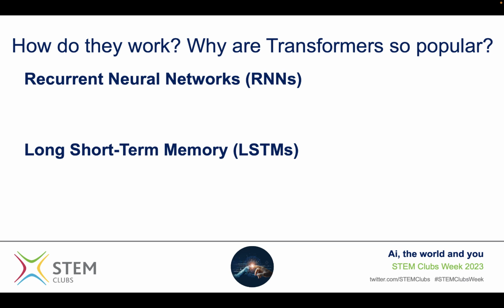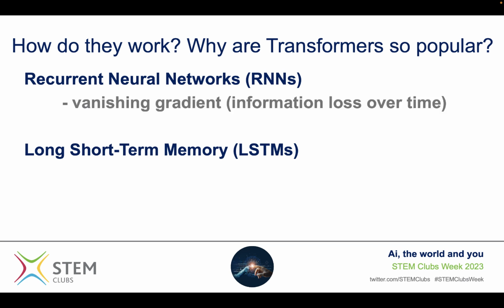So to take a step back, before transformers came along, there were many other models. One of the most predominant ones were recurrent neural networks and long short-term memory (LSTM) models. So one is the RNNs and one is the LSTMs. Recurrent neural networks have an issue called vanishing gradient.